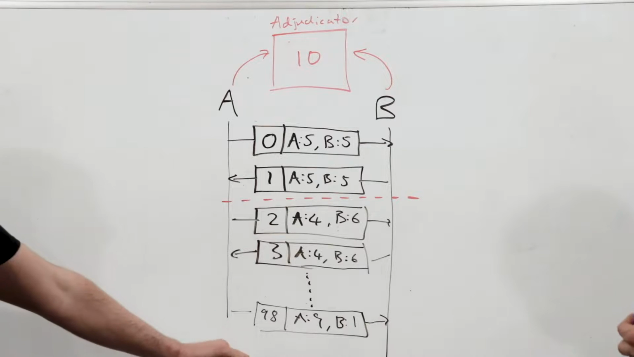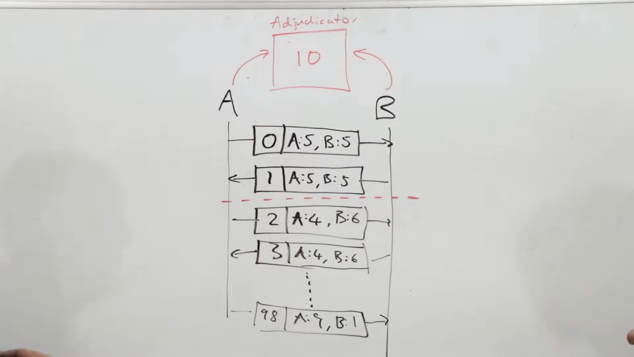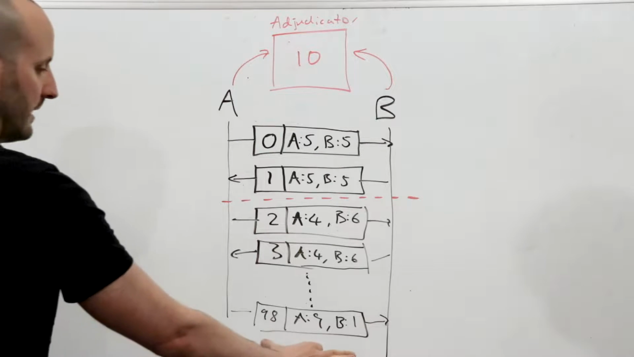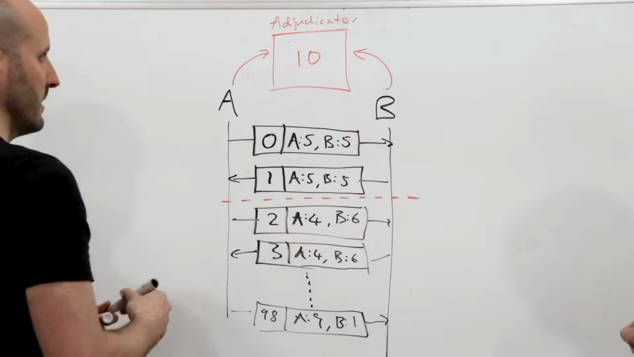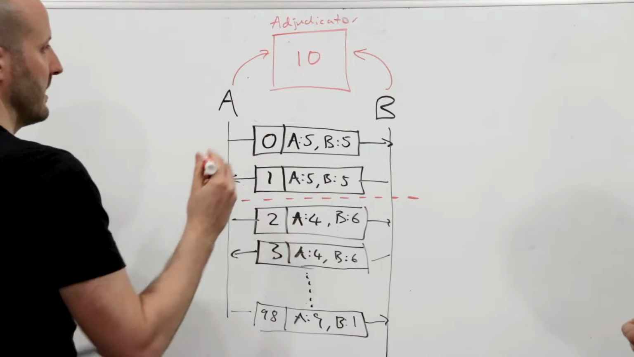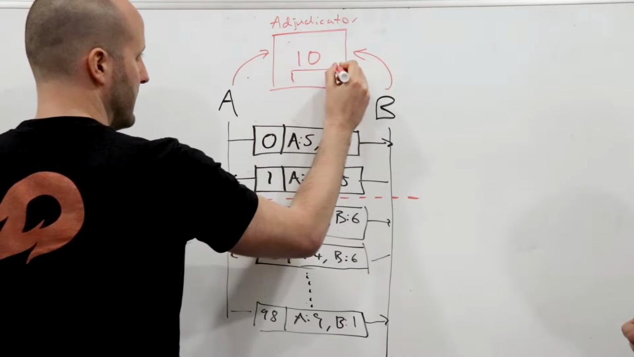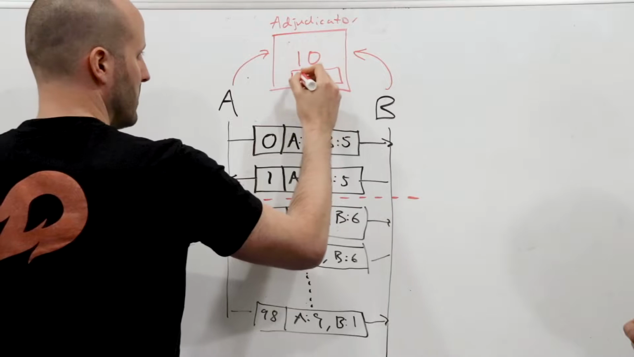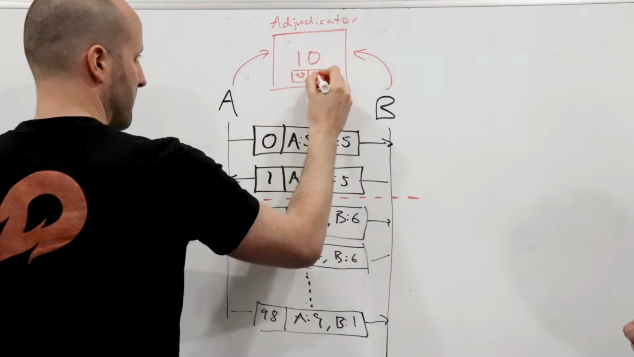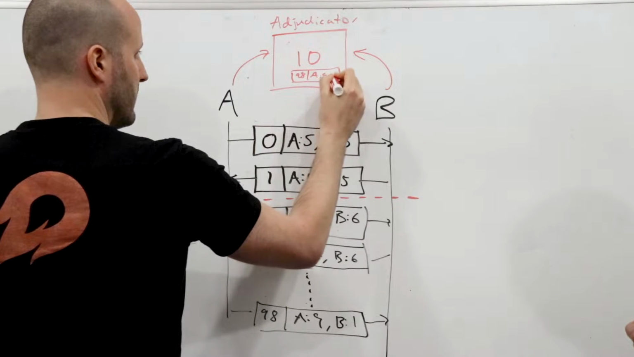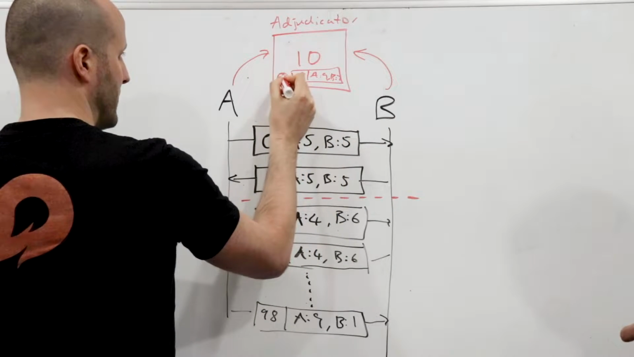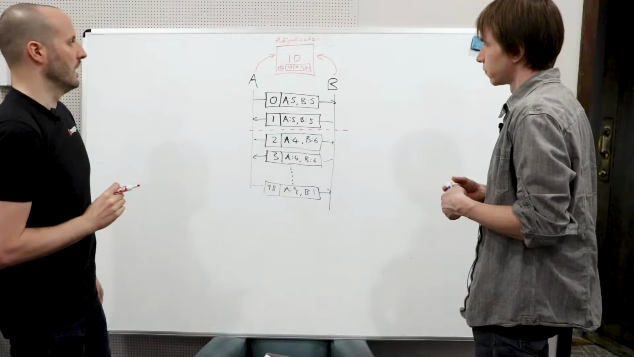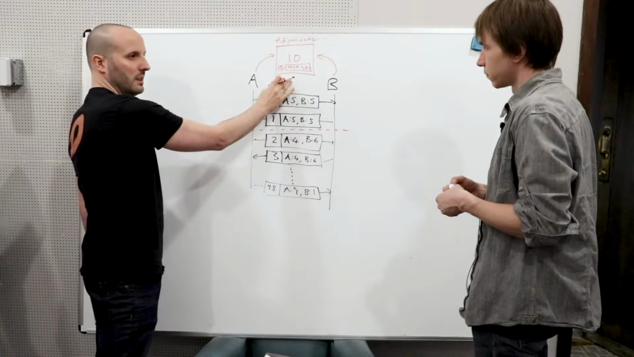Now they decide that they want to stop the state channel there. What do they do? They take the final state and present that to the adjudicator. That goes into some slot on the adjudicator: 98, A9, B1, and it starts a timer. So this is like a pending thing.